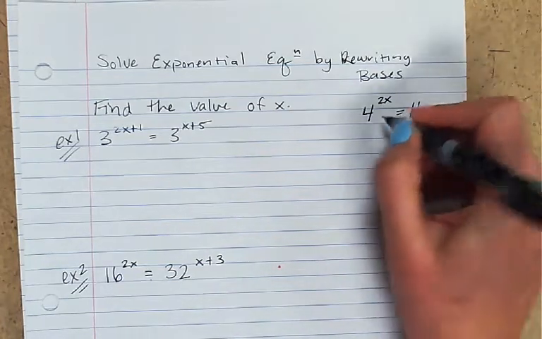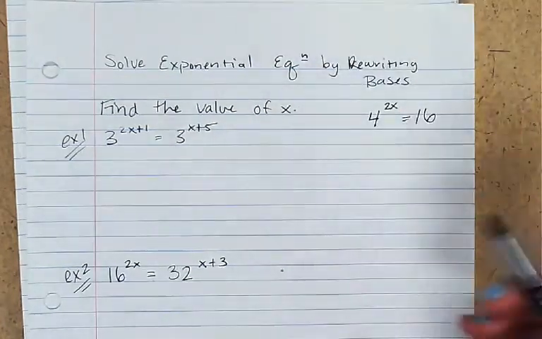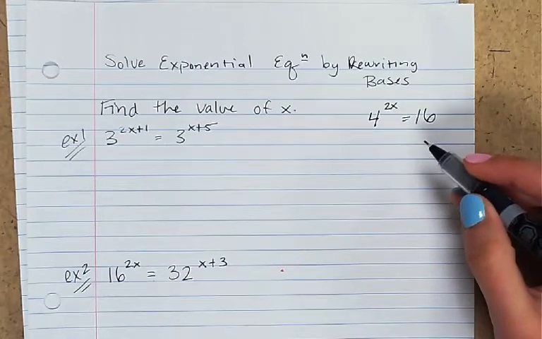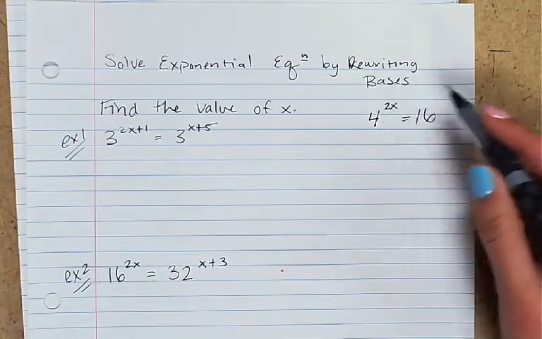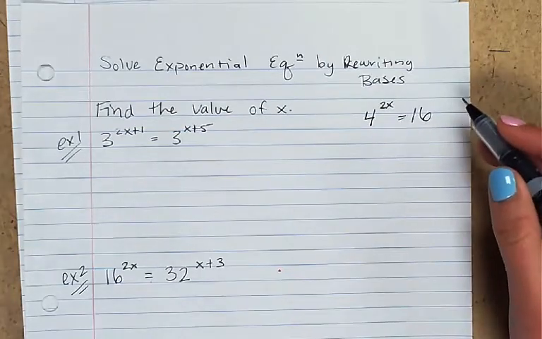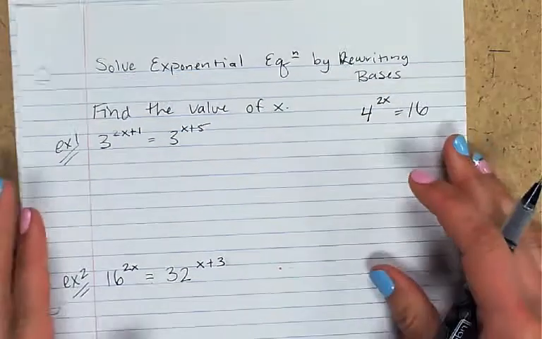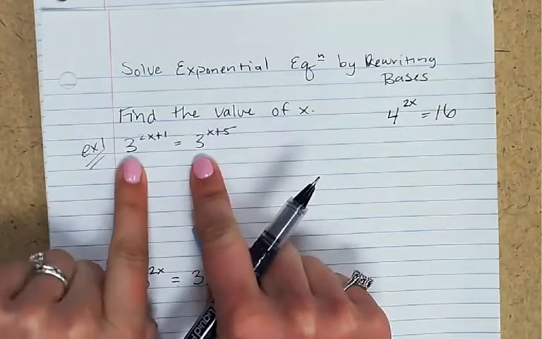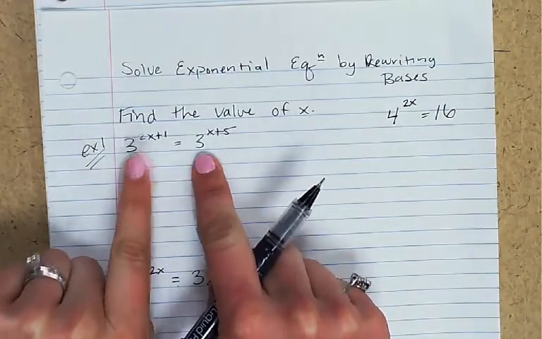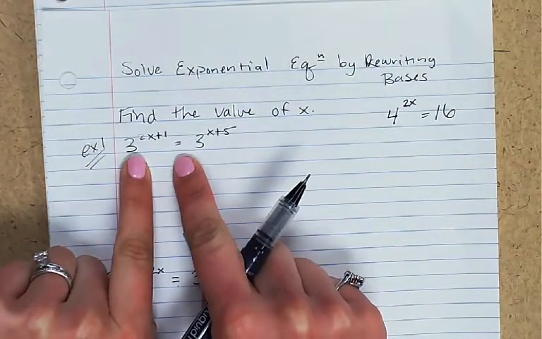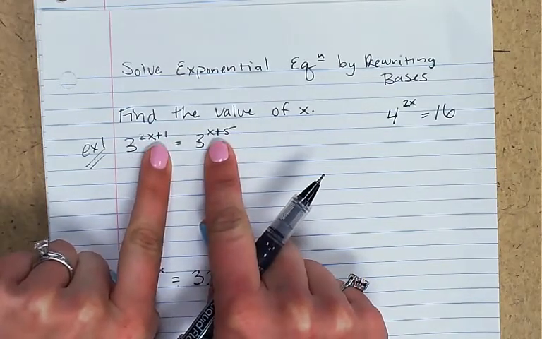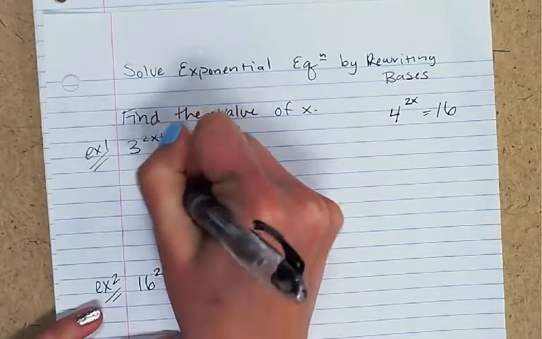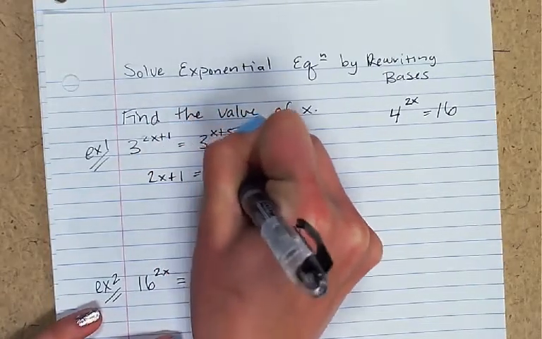So we've got to figure out, and what we do today, the method that we use, is to write them with the same base, because if the bases are the same, then the exponents have to be the same, and that's how we're going to set them equal to each other. So like on this first one, we already have both bases are 3. So if that's the case, for this to be a true equivalent equation, then these two exponents have to equal each other. So 2x plus 1 has to equal x plus 5.